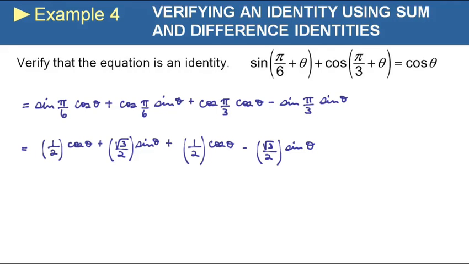Alright, now, look at your positive square root of 3 over 2 sine theta and negative square root of 3 over 2 sine theta. Those add up to 0. And you're left with 1/2 cosine theta plus 1/2 cosine theta. 1/2 plus 1/2 is 1 cosine theta, which is what we wanted.